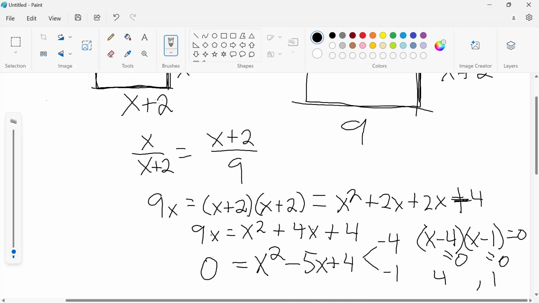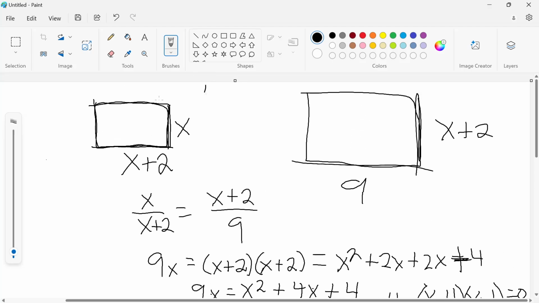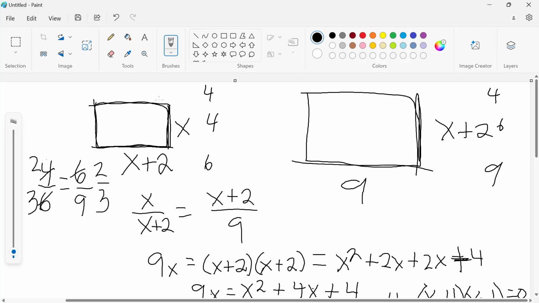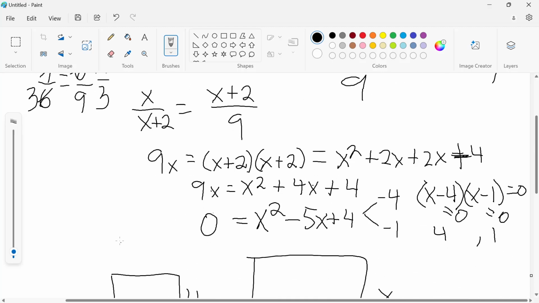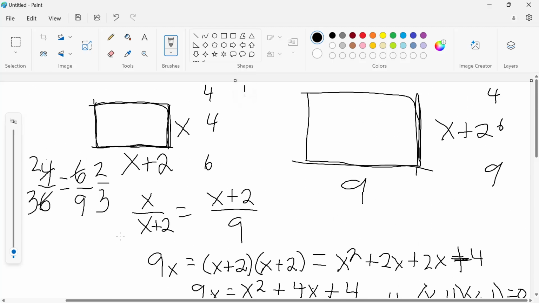So if x is 4, then the width of this one is 4 and the length is 6. And if x is 4, the width of this one is 6 and the length is 9. And 4 to 6 equals 6 to 9. This is 2/3. And 3 goes into 6 twice, 3 goes into 9 three times. So yes, that's true.